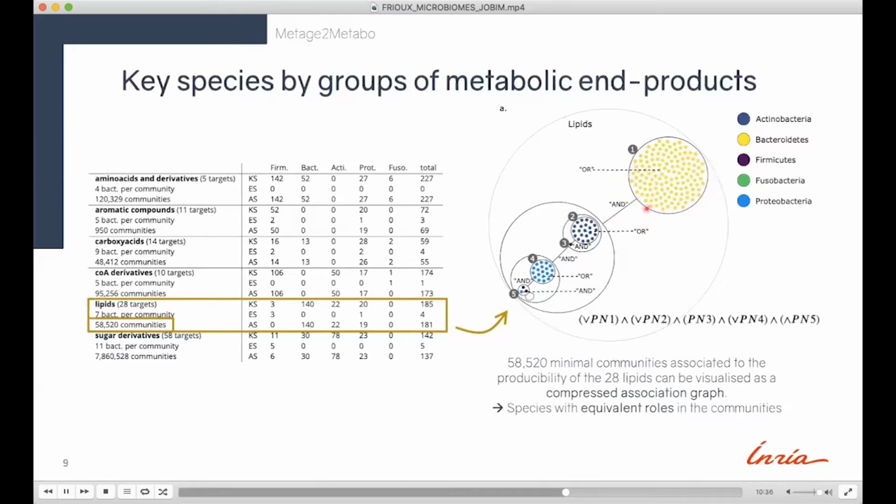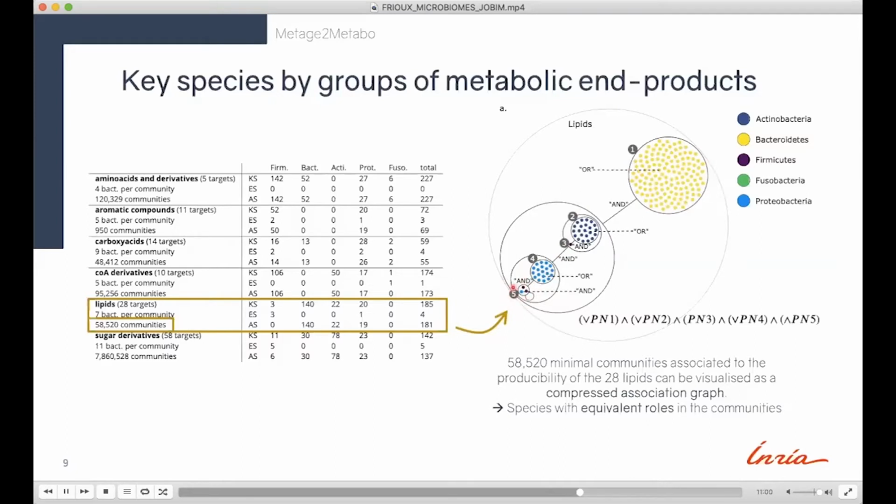For the example of lipids, we have 58,000 communities, and each of them is composed of one species from node 1, one species from node 2, this species from node 3, which is an essential symbiont, one species from node 4, and the 3 species from node 5, which are also essential symbionts.